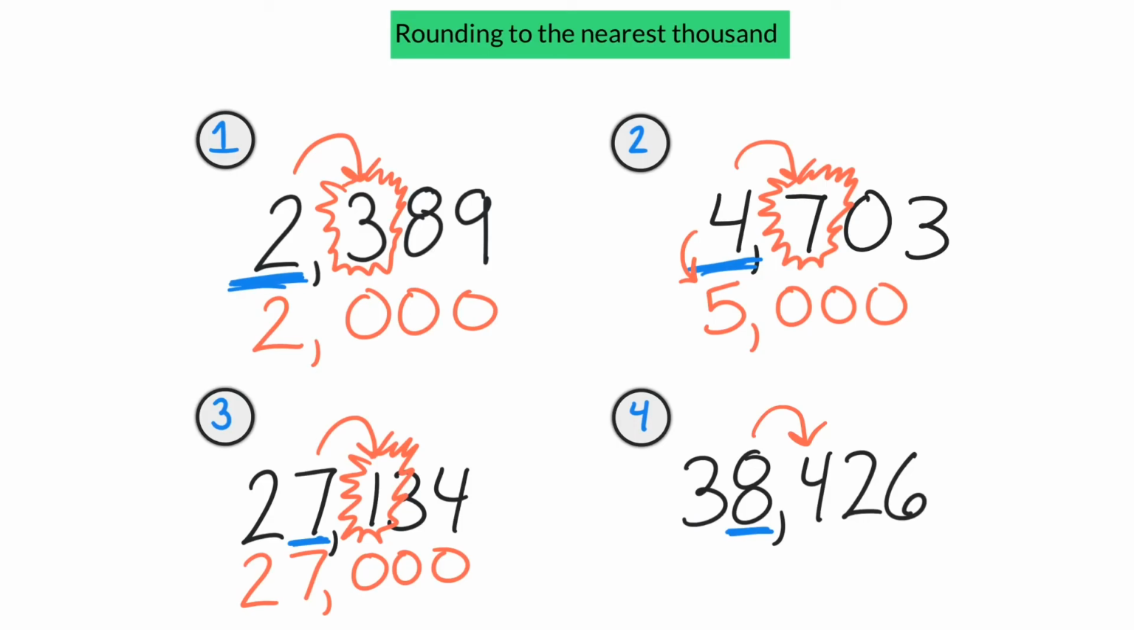And then finally, with 38,000, 4 or less, let it rest. So you're going to keep your 38, but then this goes down to zeros.